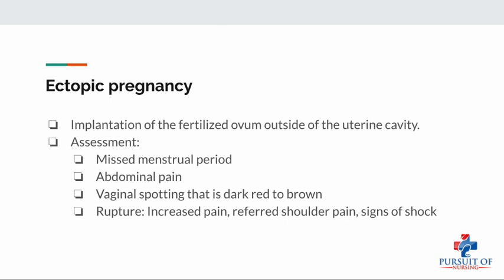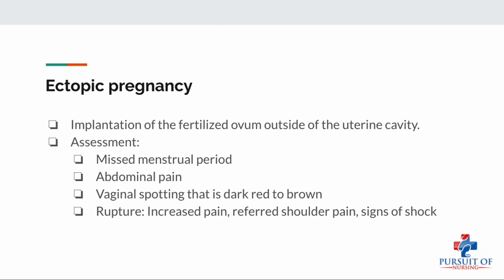All right, so an ectopic pregnancy is not a viable pregnancy. It's when the implantation of the fertilized ovum is outside of the uterine cavity. So this mother is going to have a missed menstrual period. They're also going to present with abdominal pain, vaginal spotting, and then rupture of that ectopic pregnancy will be characterized by increased pain, referred shoulder pain, and signs of shock.